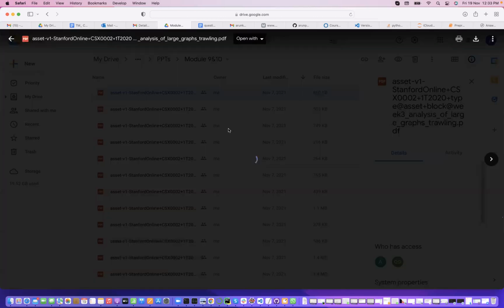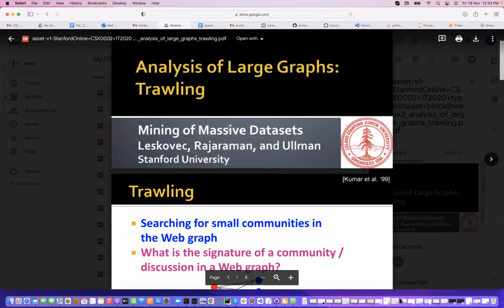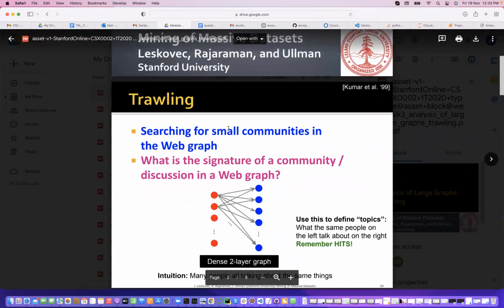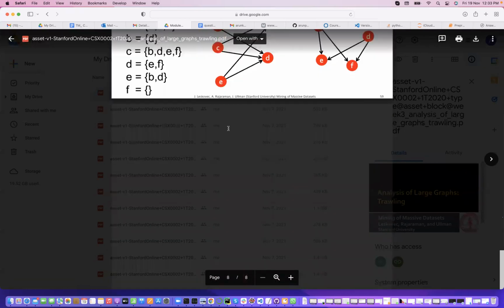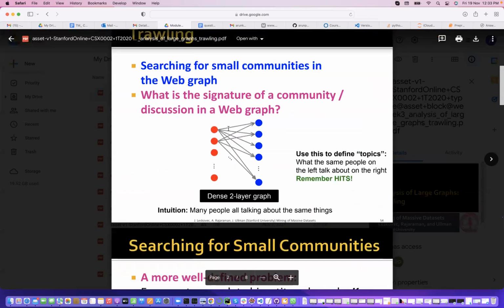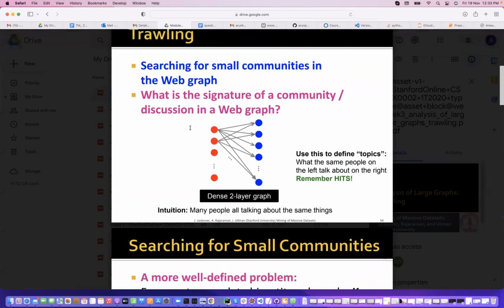The last one is trawling: searching for small communities in the web graph. What is the signature of a community discussion in a web graph?